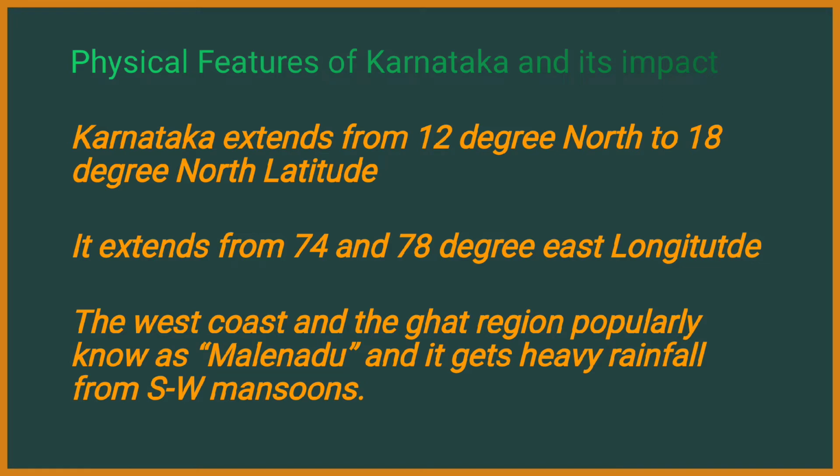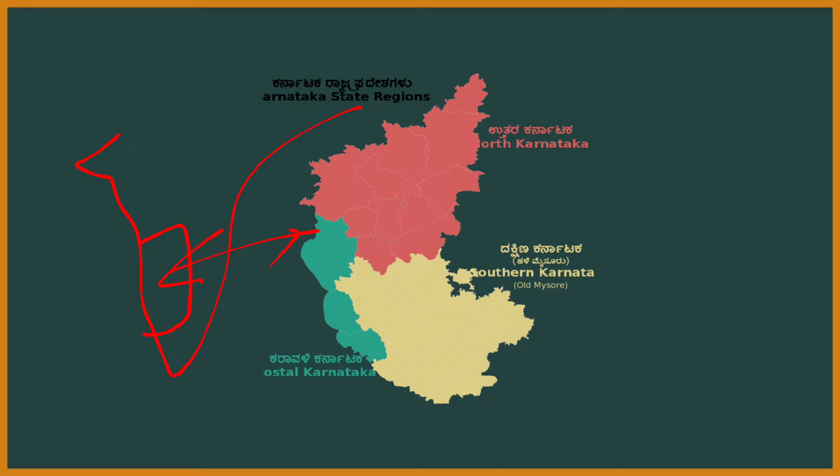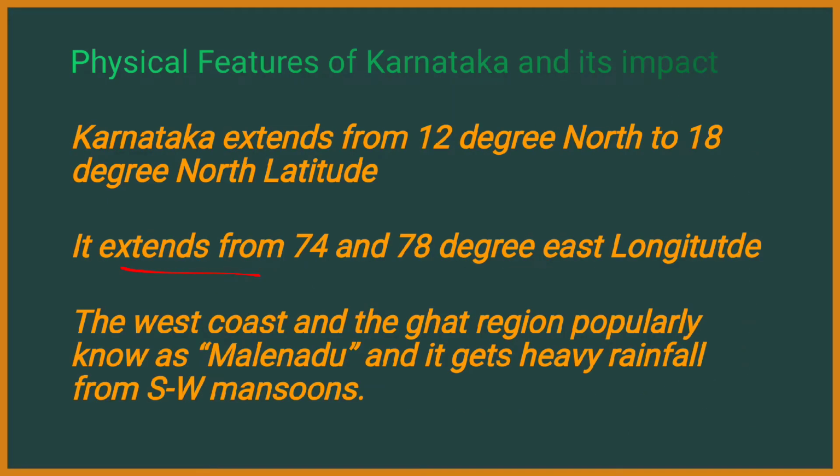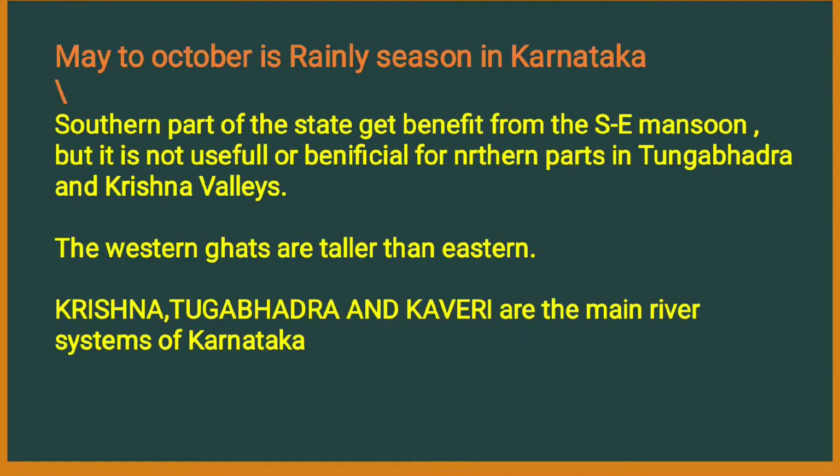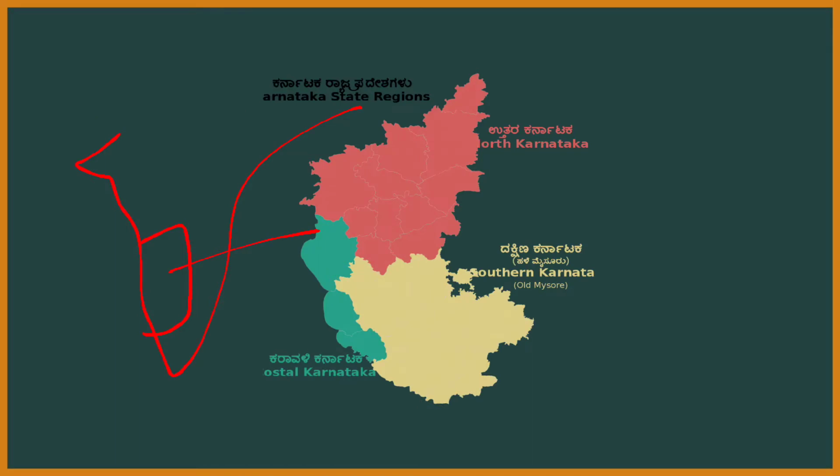Karnataka extends from 12 degree north to 18 degree north latitude. That is, here at the edge it is 12 degree, and here it is 18 degree. And it extends from 74 degree to 78 degree east longitude. Right? That is, here it is 74 degree and here it is 78 degree. Both latitudes are in the north and both longitudes are in the east.